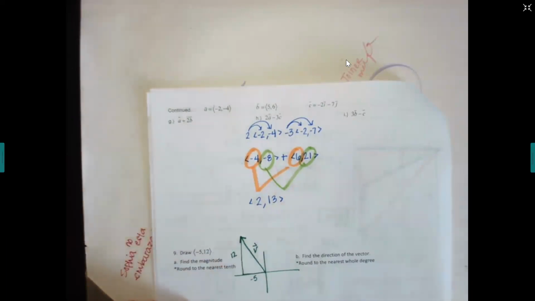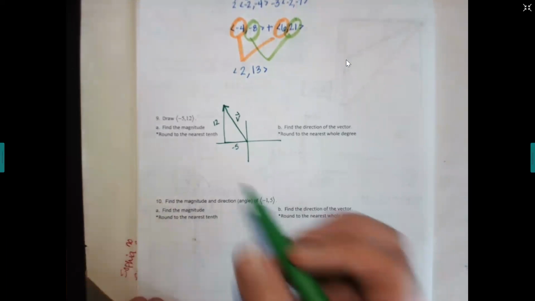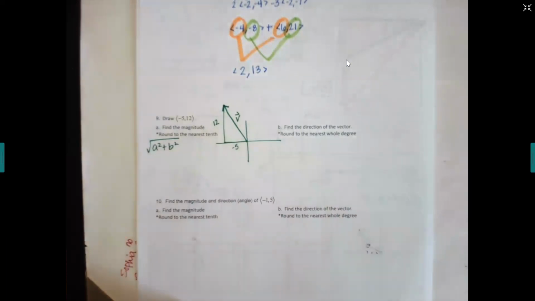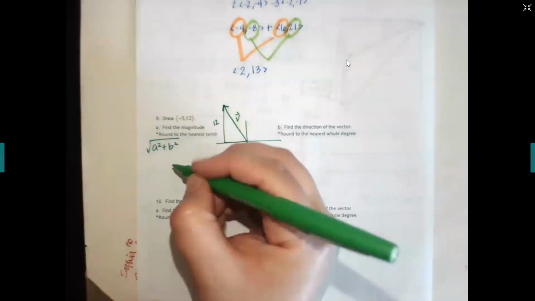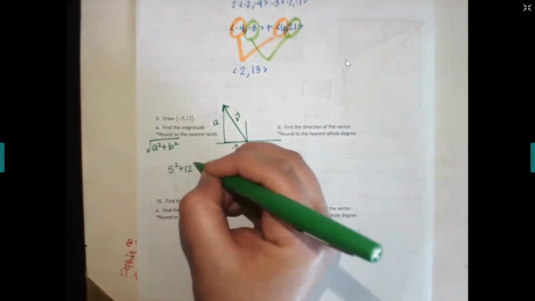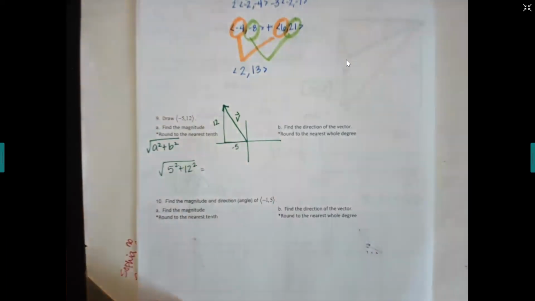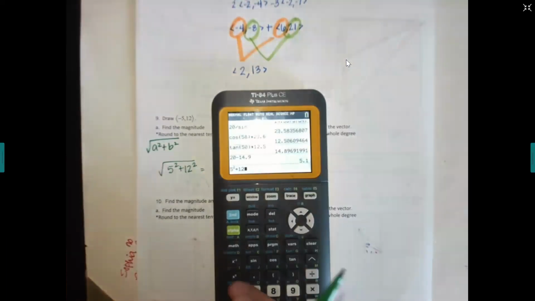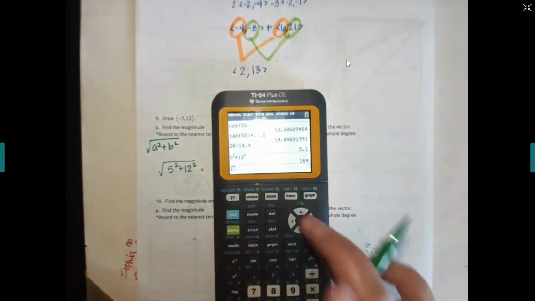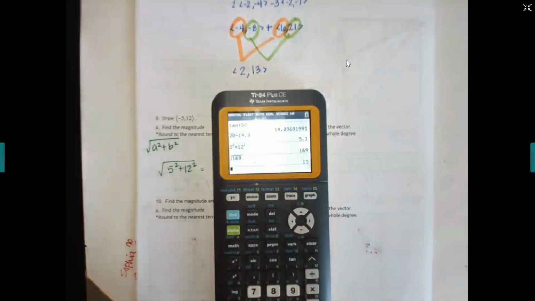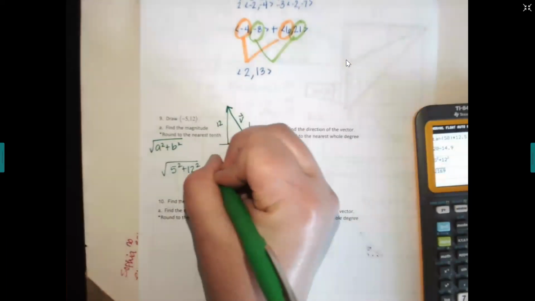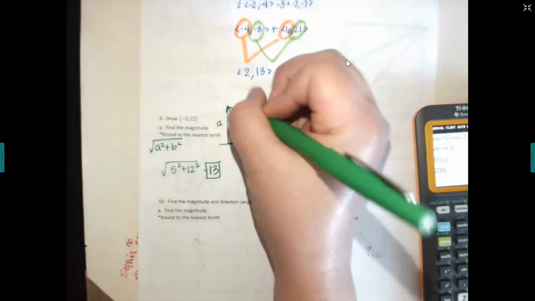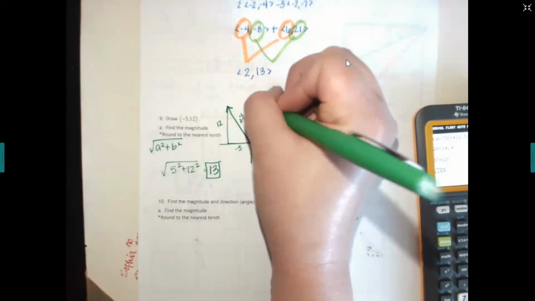Okay, it says to find the magnitude, you will have a formula chart. Remember, magnitude is a squared plus b squared, and then take the square root. So I would do 5 squared plus 12 squared, and then take the square root. So in the calculator, we have 5 squared plus 12 squared, and then take the square root of that answer. So I got 13. Remember specifically what the magnitude is: how long it is. So I know that 13, that's the length of that vector.